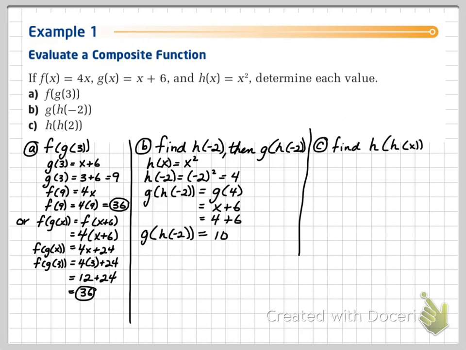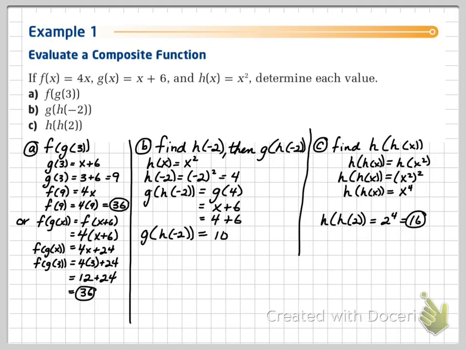Last, find h of h of 2. So we're going to plug in 2 into h, and we're going to get the answer, and that's going to be 4. And then we're going to plug it in again, and we're going to get 4 squared, which is 16. Or we can do it the algebraic way and go x squared squared, which is x to the 4th, and 2 to the 4th is also 16.